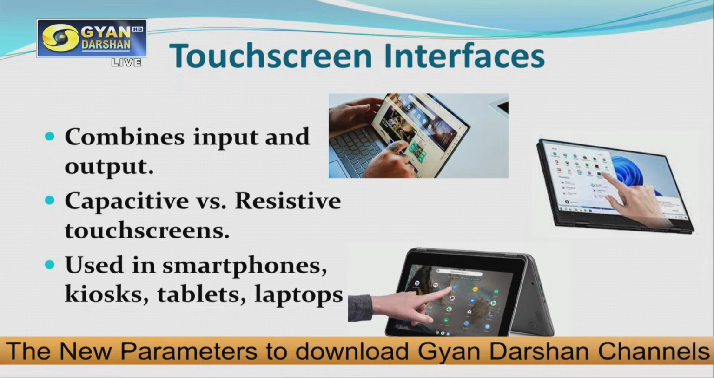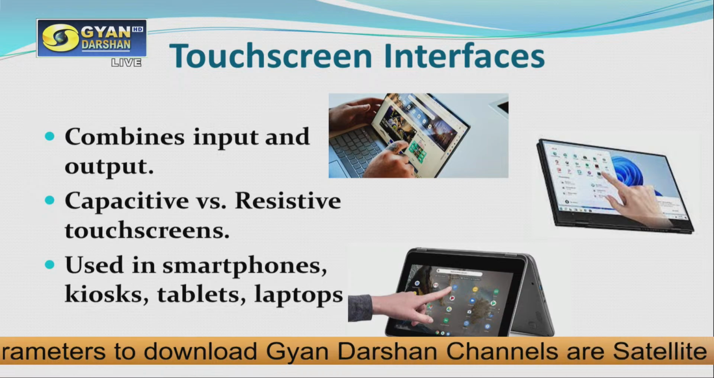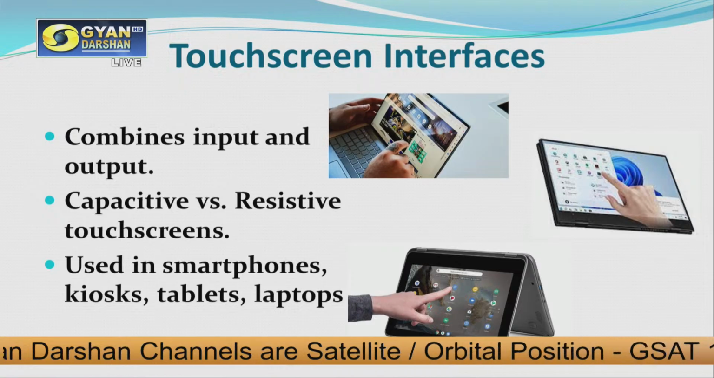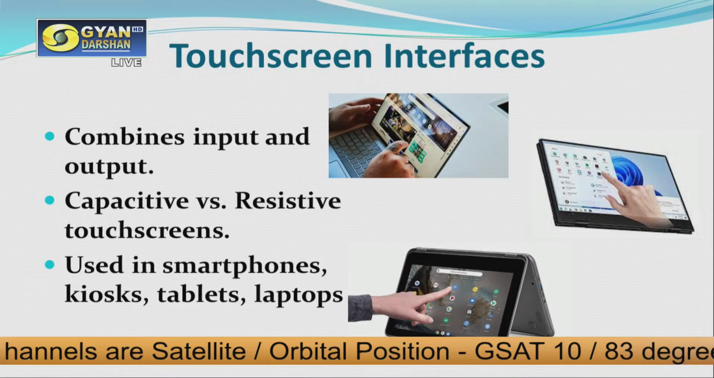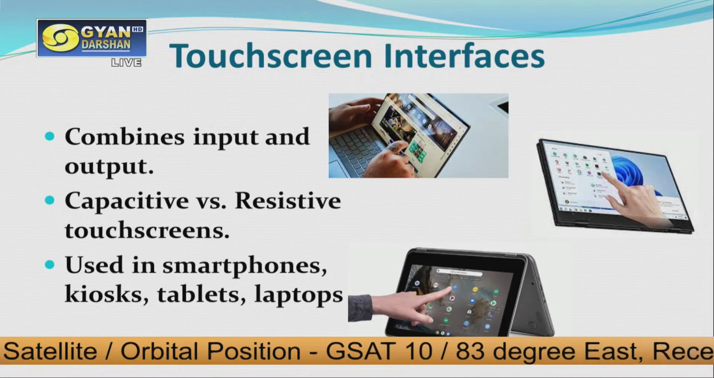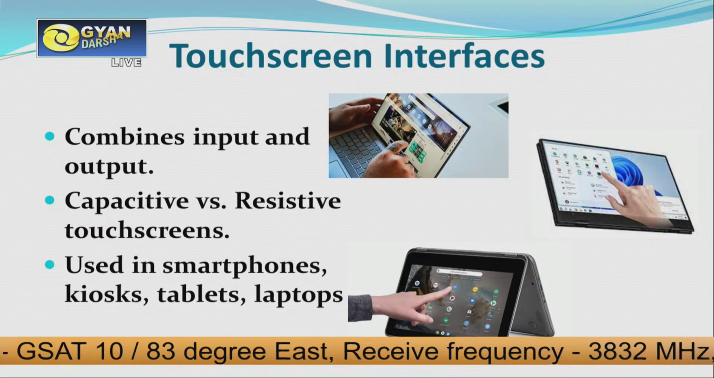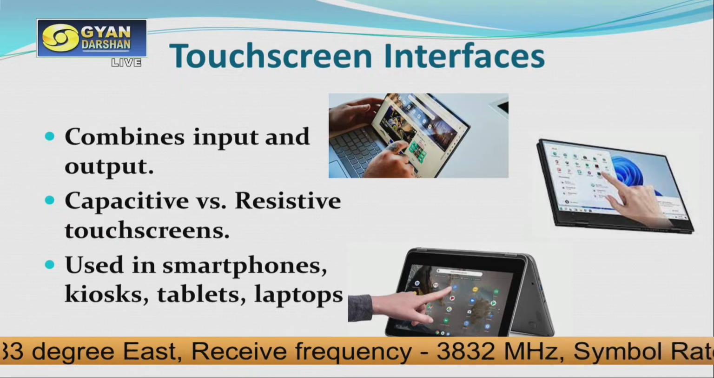So there are two types of touch screens. One is the capacitive touch screen, and the second one is the resistive touch screen. And these are generally used in smartphones. However, these can be used whenever the system is placed in a kiosk. Then those particular systems can be operated easily using the touch screen.